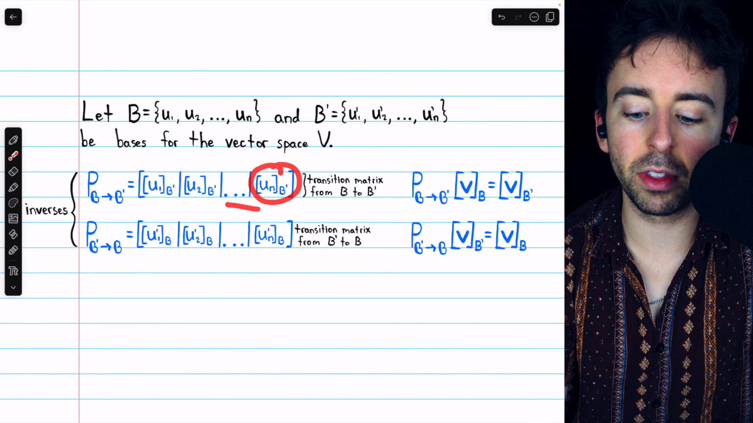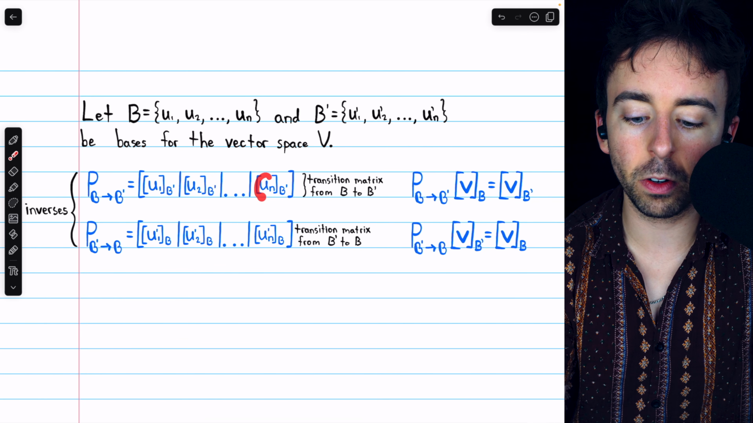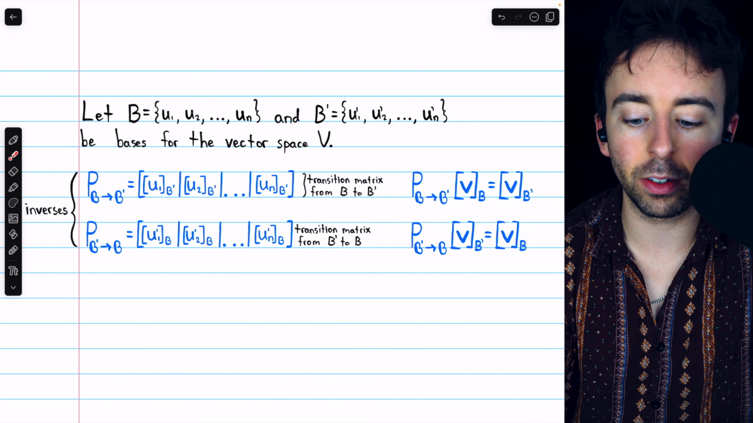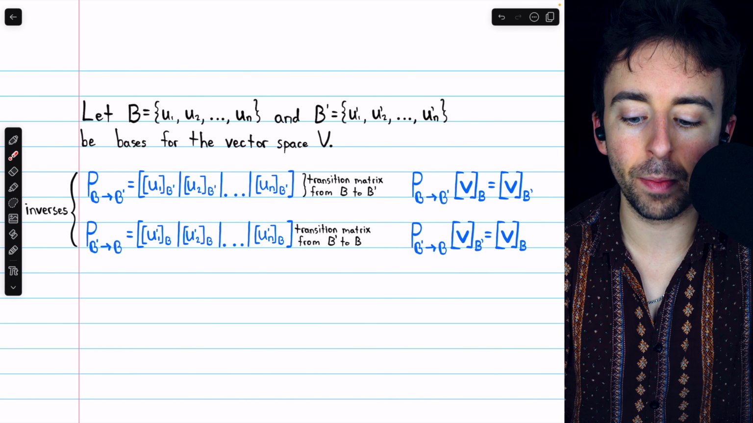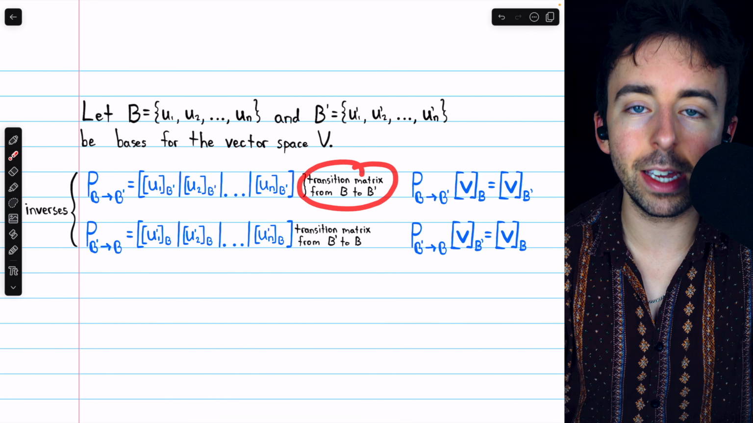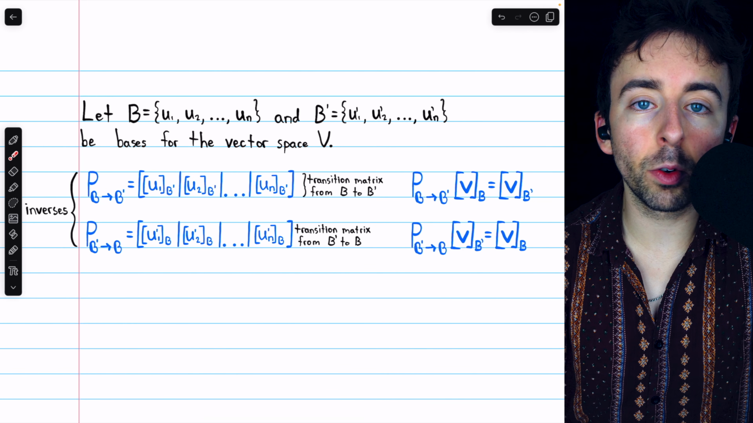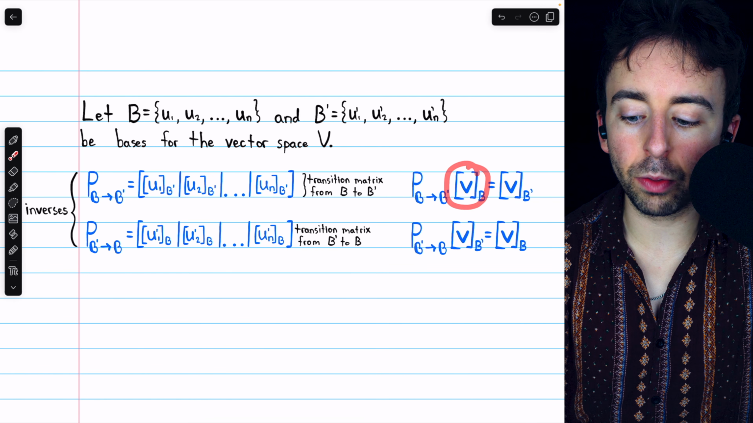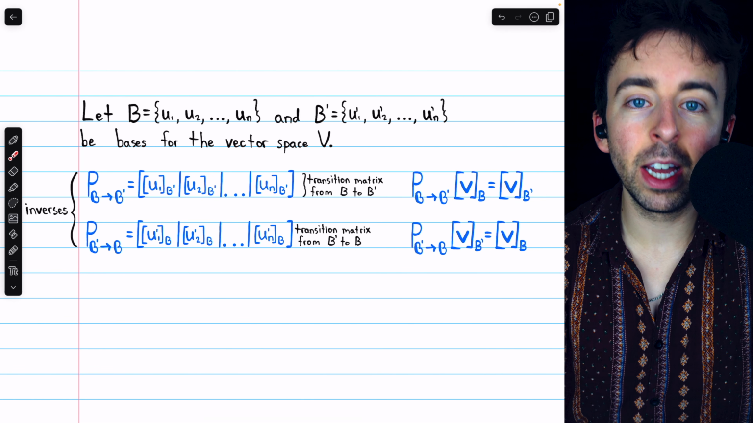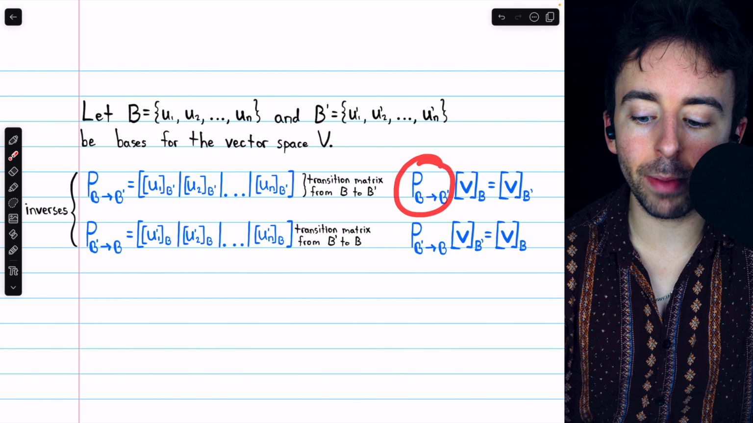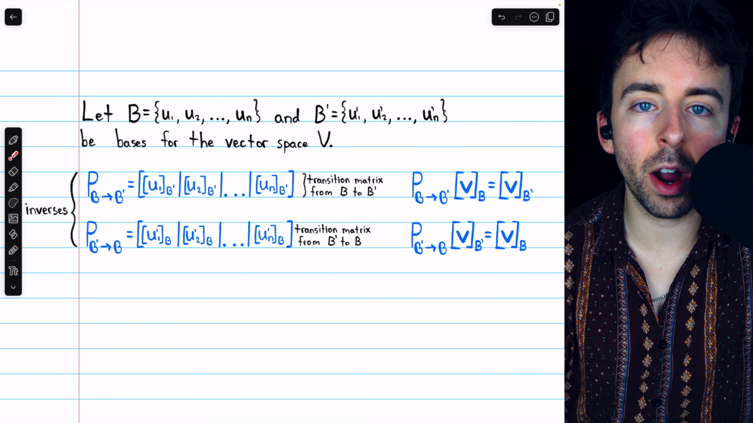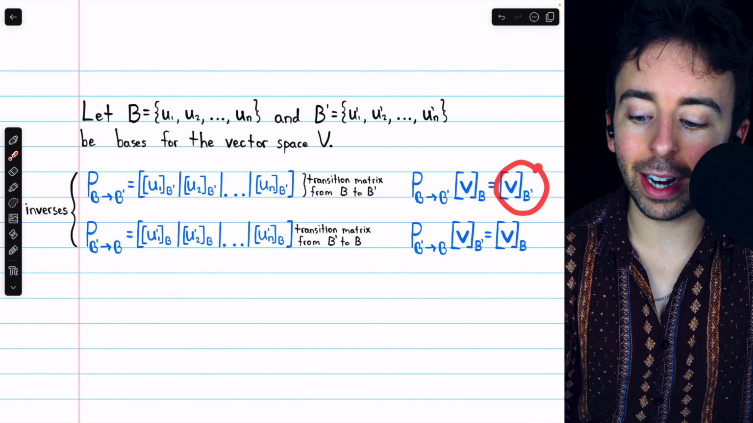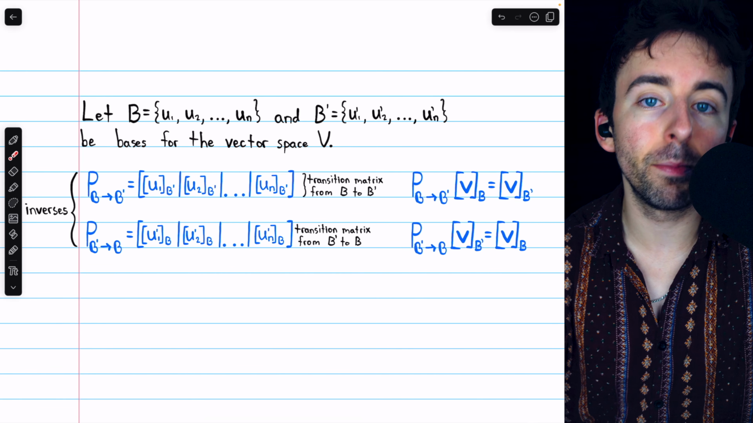The nth column of the transition matrix is the coordinate vector of the nth old basis vector with respect to the new basis B prime. This is how we get from B to B prime. If we take a vector from V, its coordinate vector with respect to that old basis B, you can take that and multiply it by the transition matrix from B to B prime, and then get its coordinate vector with respect to that new basis B prime.